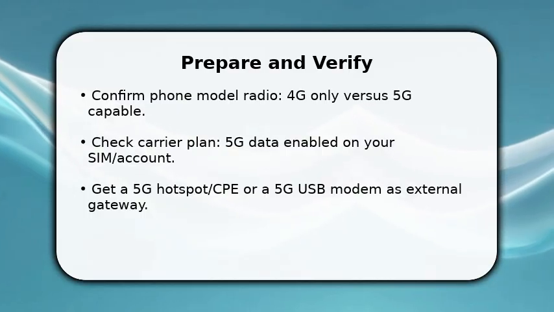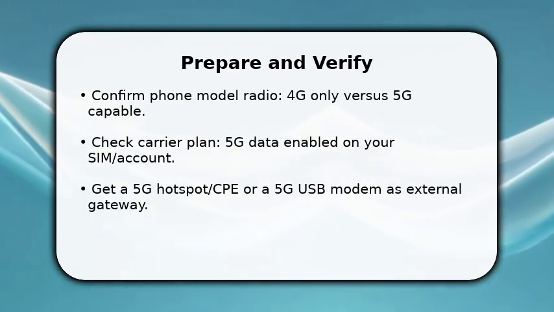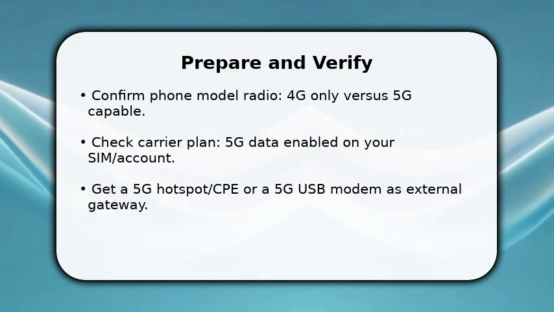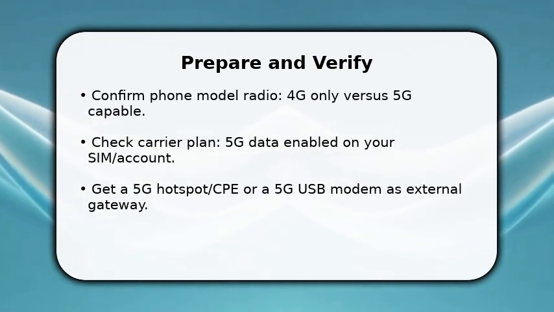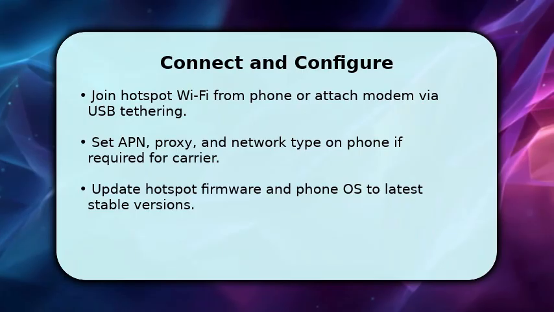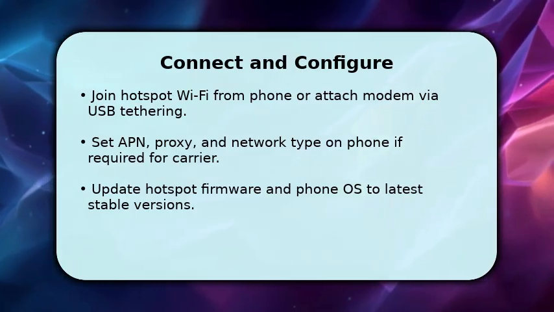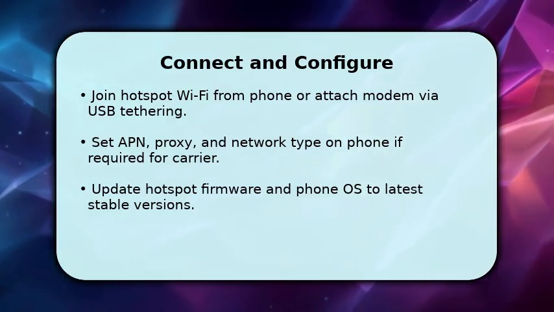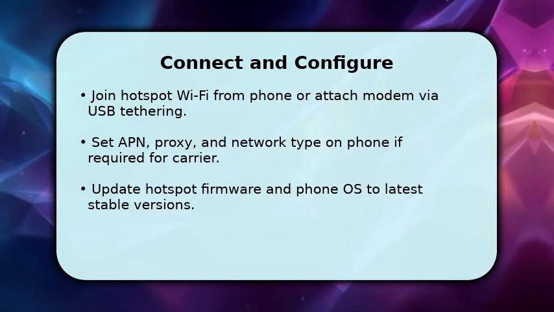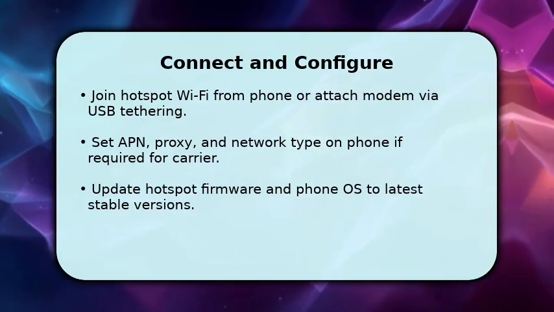Make sure you note the hotspot SSID and password. You will use them immediately to bridge your 4G phone to 5G internet. Next, connect your phone to the 5G gateway, join the hotspot Wi-Fi, or enable USB tethering to the 5G modem. This gives your 4G handset a 5G internet path.